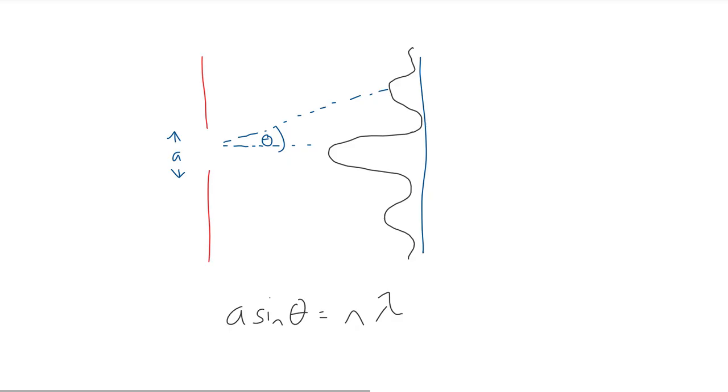This equation quite commonly comes up on the MCAT. You can be told, for example, the slit width and the wavelength, and asked what number dark fringe corresponds to a certain angle.